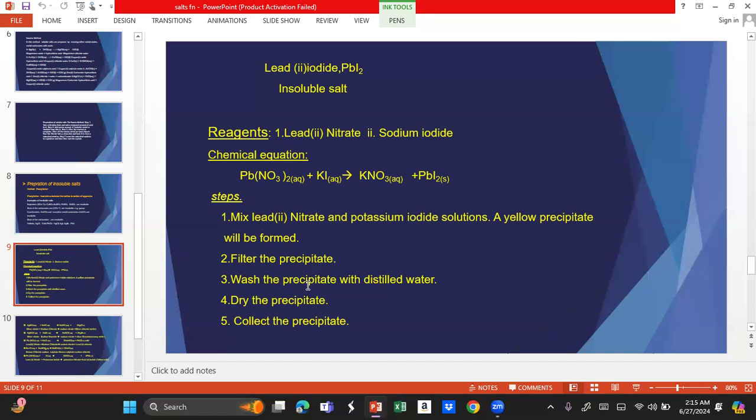What we will do after that, we will dry the precipitate. We will let it dry. We can put it in an oven, not at a high temperature, just a simple warm oven, or you can put it in the sun. The salt crystals will be formed. Collect the precipitate. That precipitate is the insoluble salt, that is PbI2.